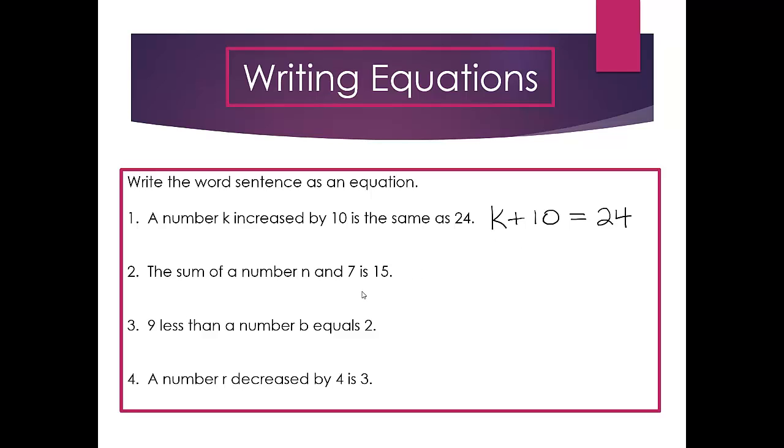For number 2, we have the sum of a number n and 7 is 15. Sum tells us addition, so we're going to be adding n and 7, so that's n plus 7. Is represents our equal sign, so it's equal to 15.